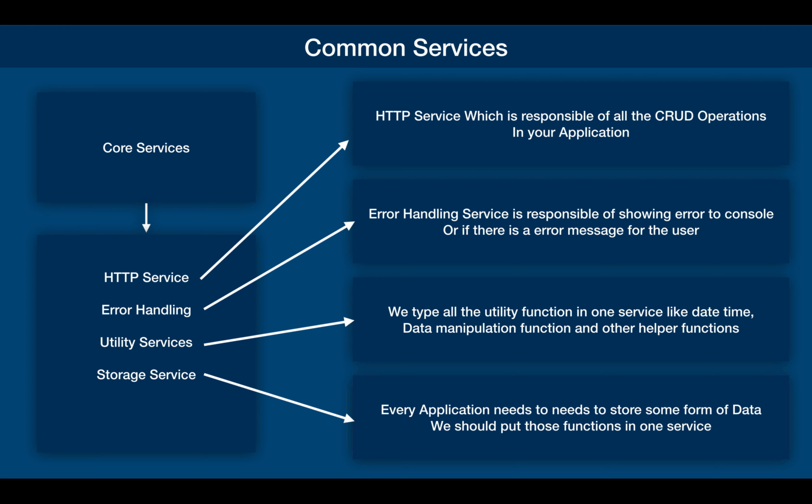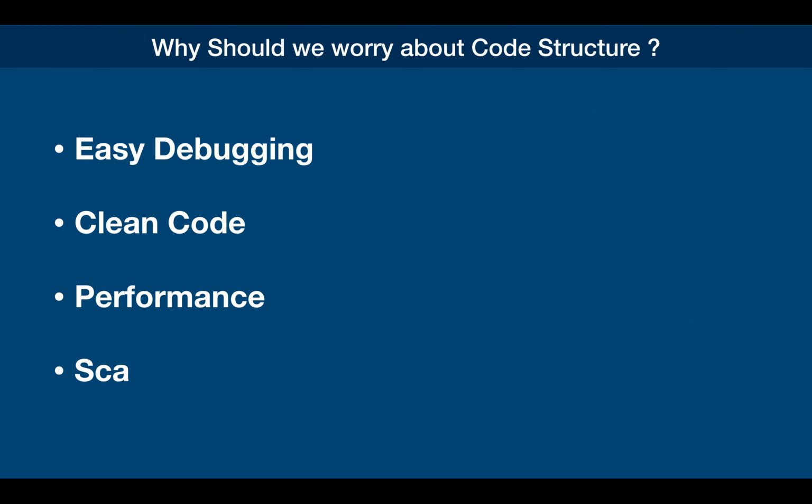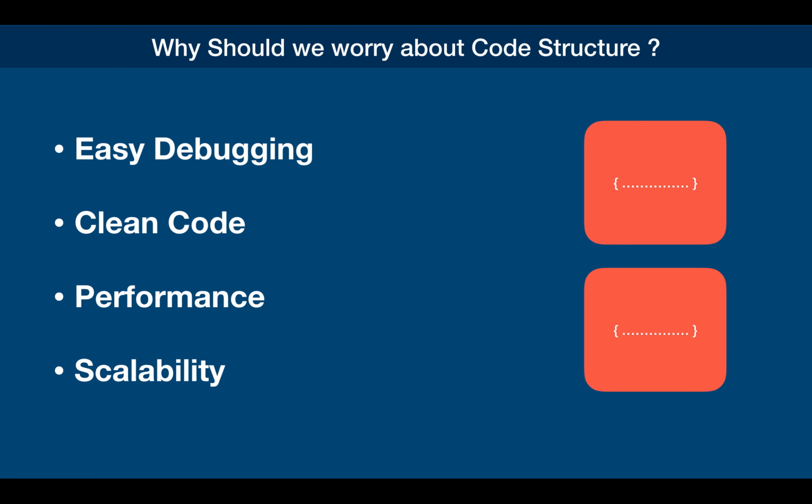We need a storage service. Basically, every application needs some sort of storage to store data into local storage. We can write that storage service which is responsible for one specific thing, which is storing data into local storage. Now, why should we worry about code structure? There are a few key points to it. It's easier to debug, it's clean code, performance, scalability.